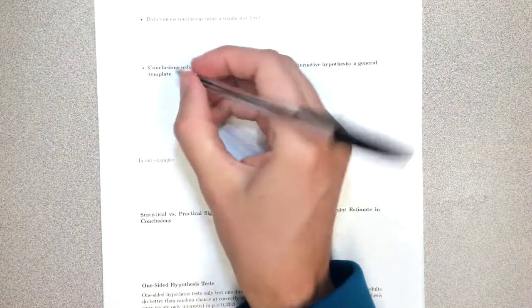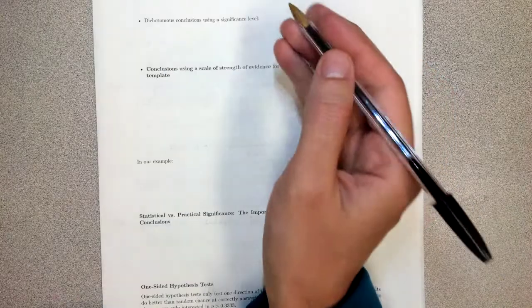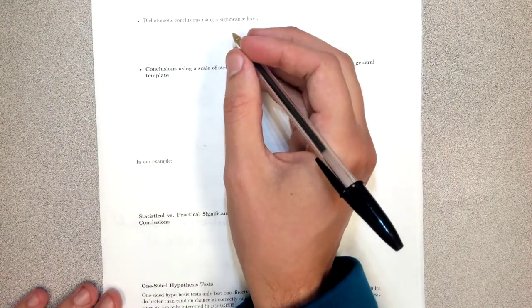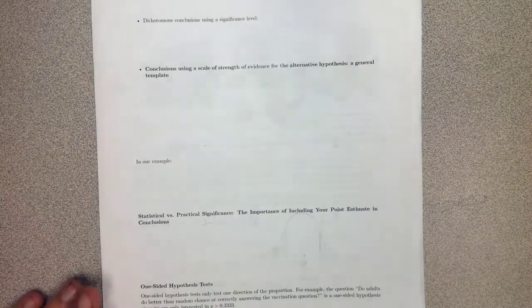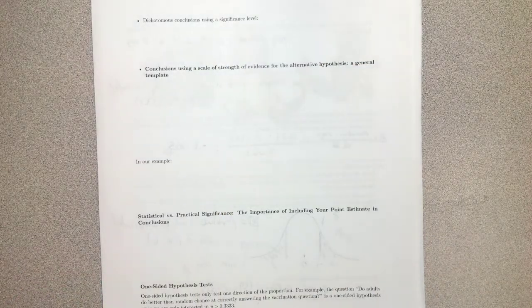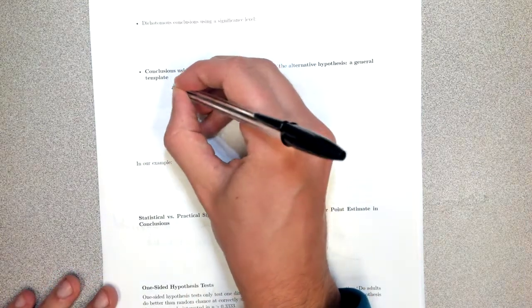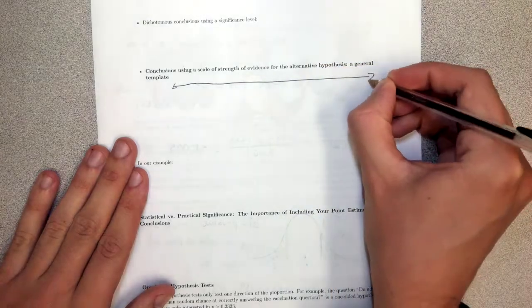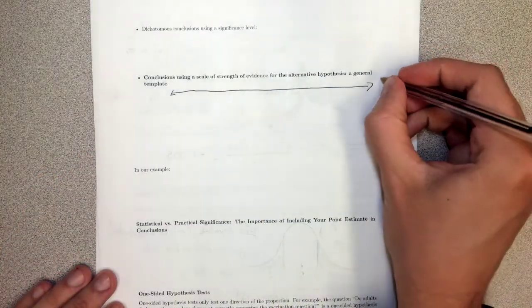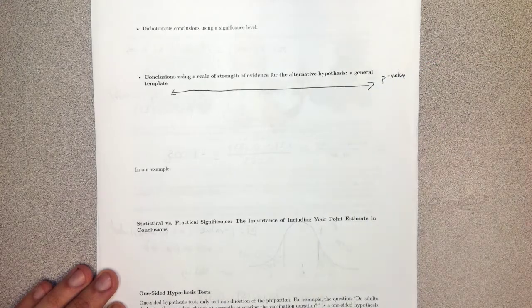We just want to jump straight into the most important thing, which is writing this conclusion using a scale of strength of evidence. And so our p-value is 0.318. In general, most would say that that's really not quite low enough to indicate that there's any real evidence that there was something other than random guessing. So we're going to wind up using this kind of scale. And so this is going to represent different values that our p-value can take.